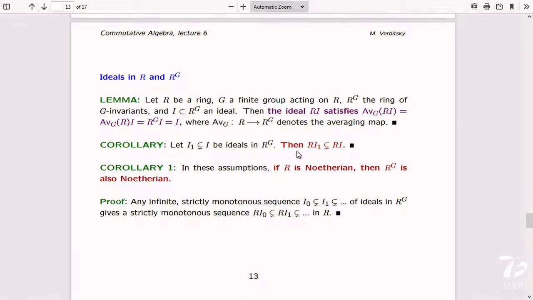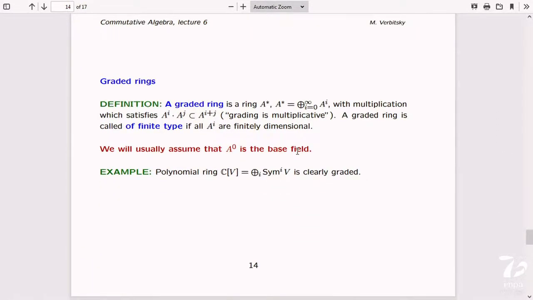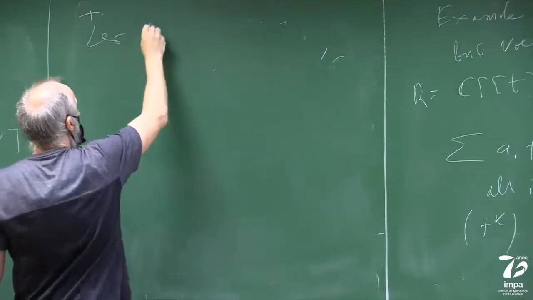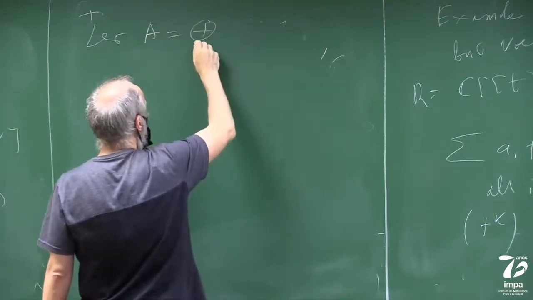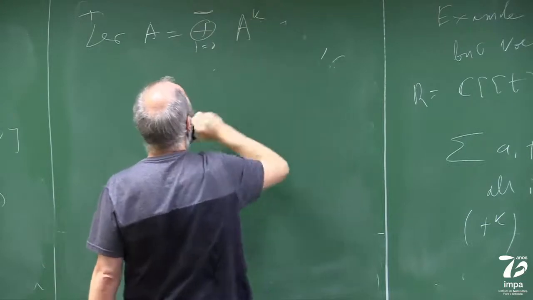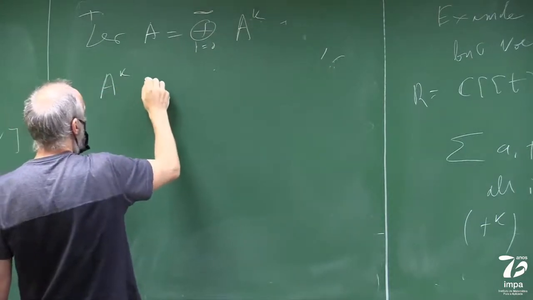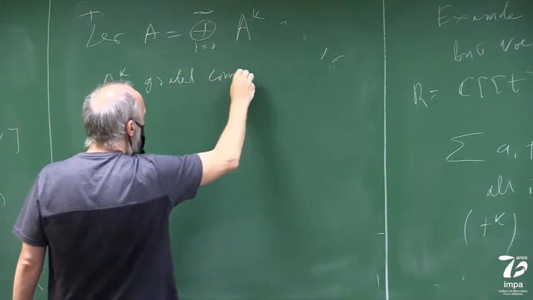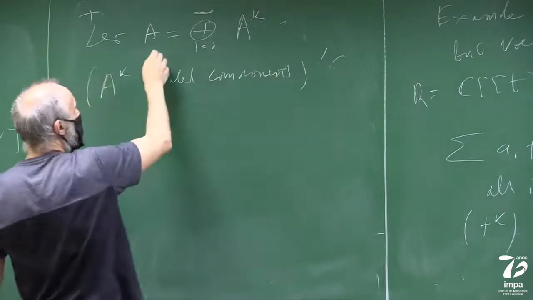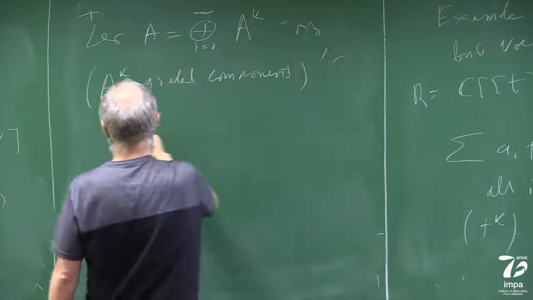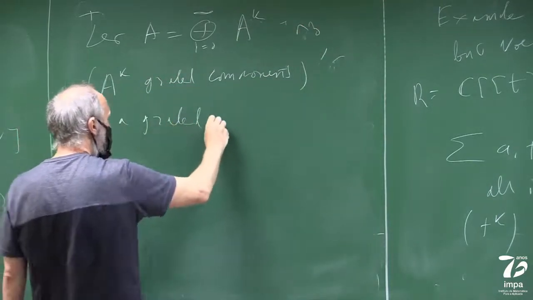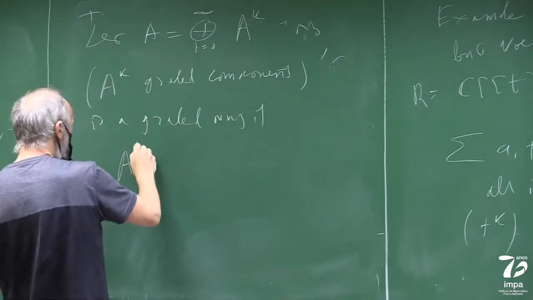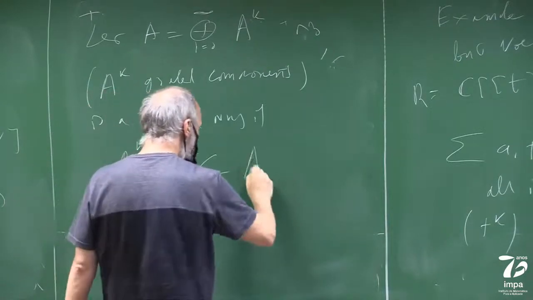Okay, so to go on, I will give you a new definition of a graded ring. Let A be a direct sum from k equals 0 to infinity of Ak. The Ak are called graded components, the k-th graded components. And A is called a graded ring if Ak times Al belongs to A k plus l.